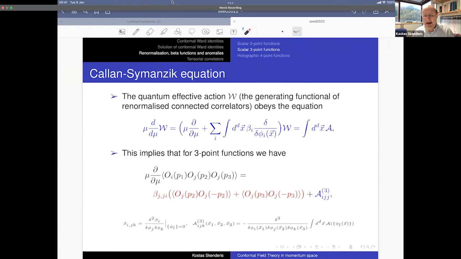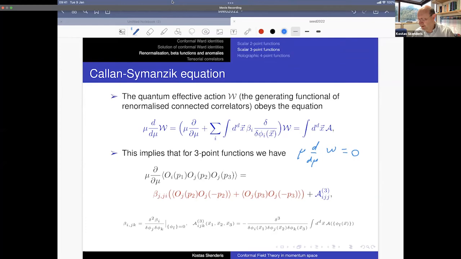Now, when I have a conformal field theory, or more generally, a conformal field theory, then we can summarize the content of the theory by introducing an effective action that contains all correlators. So if the theory is a conformal field theory, one would expect that the theory doesn't depend on momentum. So you would naively expect that mu d/d mu of the generating function of correlators is equal to zero.